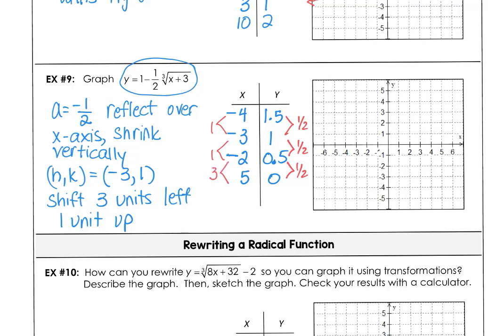So that's not the same as our square root function. So let's see, we're at negative 4, 1 1/2, negative 3, 1, negative 2, 1/2, and we're going to cross over here, so it's going to be a backwards S-shaped curve way over there, and this is our H, K value at negative 3, positive 1.